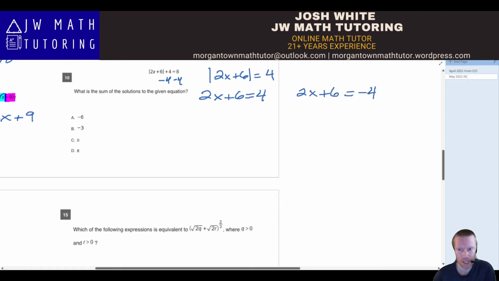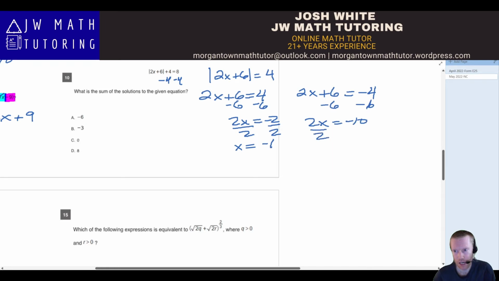you can either make the left side negative or make the right side negative. I think it's much easier just to make the number on the right negative, or opposite, and then you solve that out as well. So you solve each of these. First one, you should get -1. Second one, if you solve it out, you should get -5 as the answer. So what is the sum of the solutions? -1 plus -5 equals -6. The correct answer is letter A.